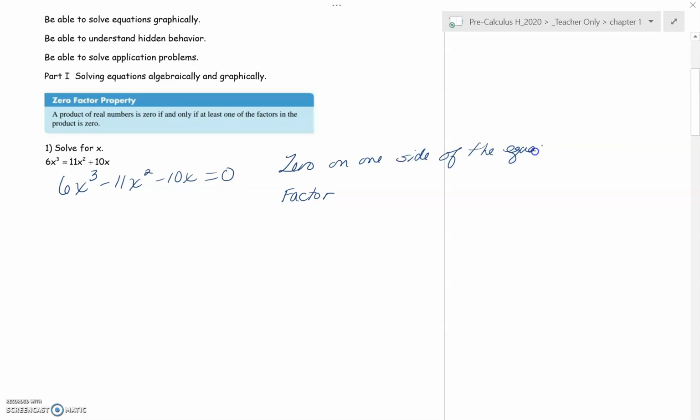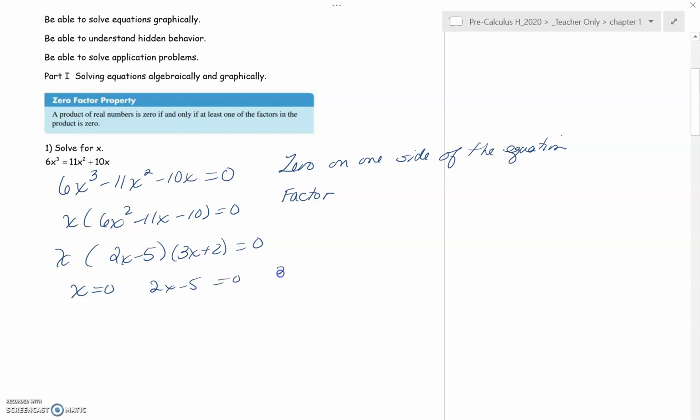And again, I think we've been doing this type of problem for a while, and I guess we just didn't know it was called the zero factor property. But now we're going to go ahead and factor out the x and factor the quadratic. So now we've talked about how if you have x times the quantity 2x minus 5 times the quantity 3x plus 2, you know that either x is 0, 2x minus 5 is 0, or 3x plus 2 is 0. And again, this is the zero factor property, so you can say x is 0, 5/2, or negative 2/3.